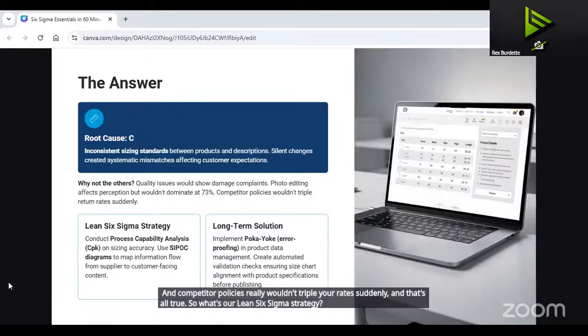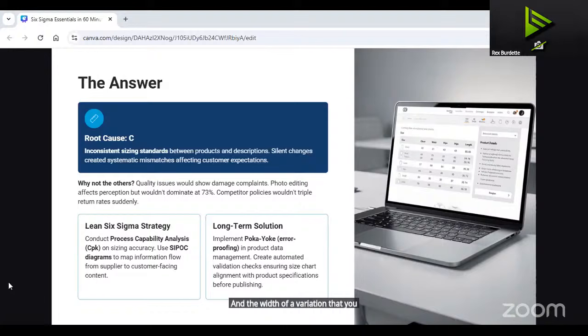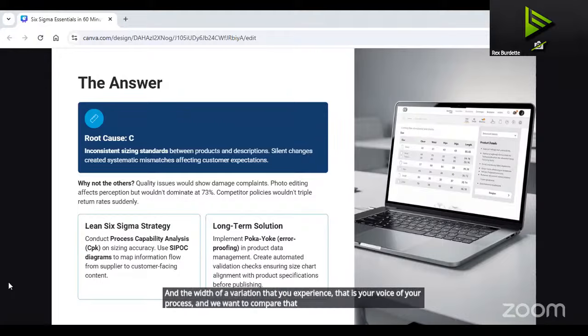We want to conduct a process capability analysis. I've talked before about measures of central tendency and the width of a variation that you experience. That is the voice of your process. And we want to compare that to the voice of the customer, what they're expecting. And so we would look at a process capability on sizing and accuracy, determine how we could improve that.